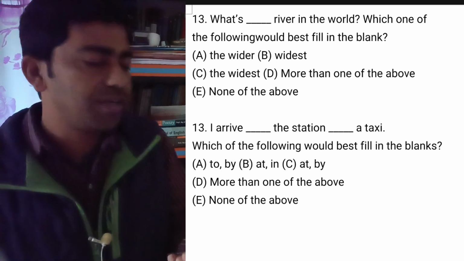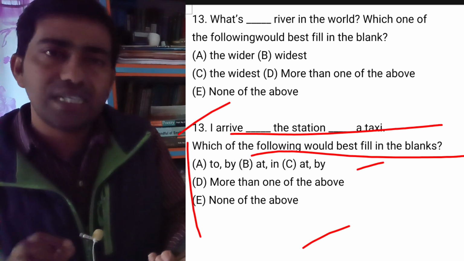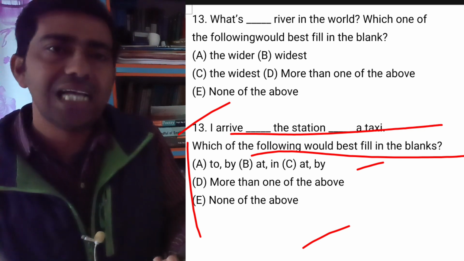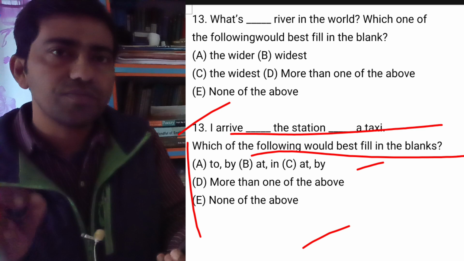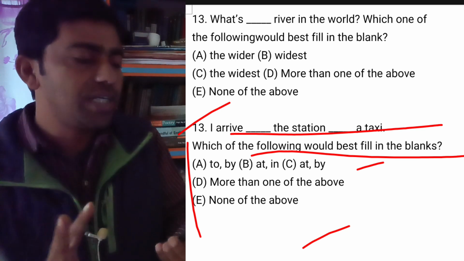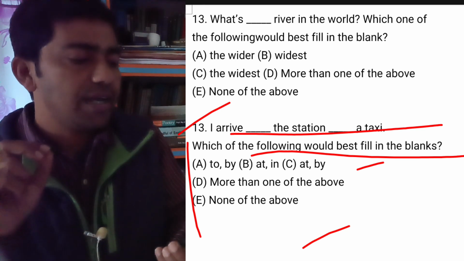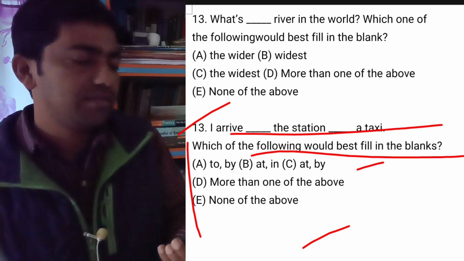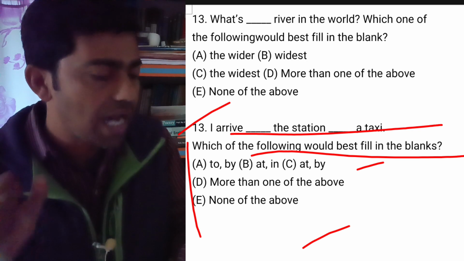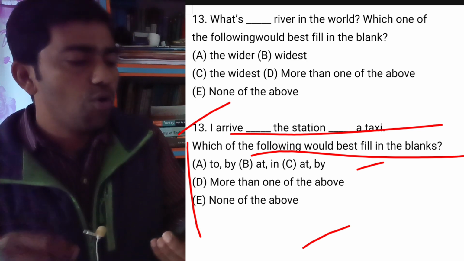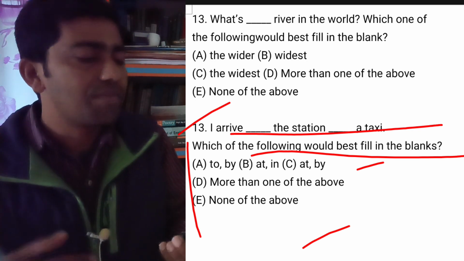Okay, number 13. I arrive dash the station dash a taxi. So this is appropriate preposition. Which two prepositions would fit the gap? A, to and by; B, at and in; C, at and by; and D, more than one of the above; E, none of the above.